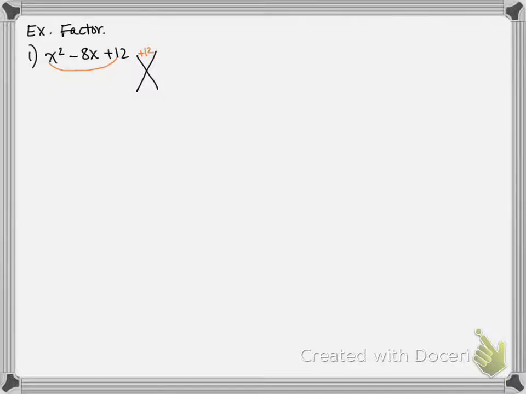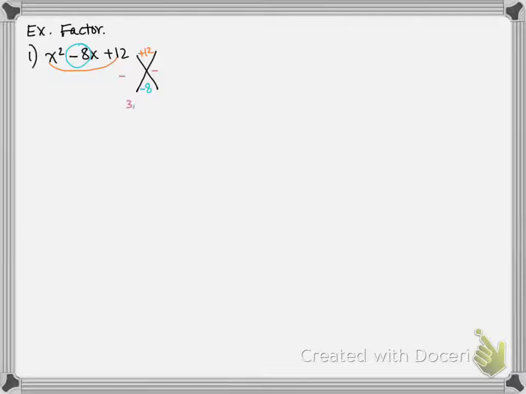And then we're going to grab the linear coefficient, so that's going to go here. So now I need to think of two factors that when I multiply them, I get positive 12, but when I add them, I get negative 8. So here's where logic comes in. I cannot get a positive answer if I have one positive and one negative number. So both of my numbers are going to have to be negative. Okay, so what times what gives me 12?